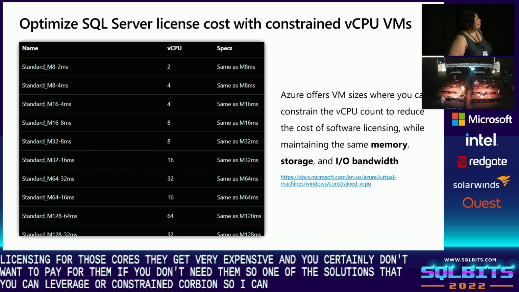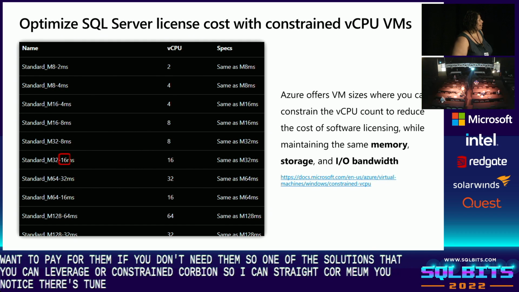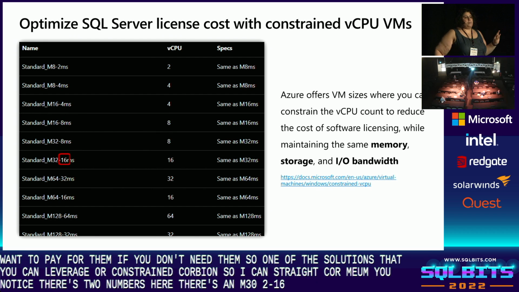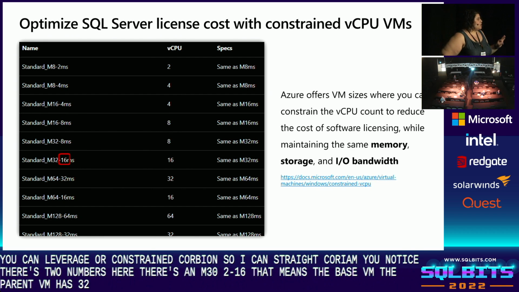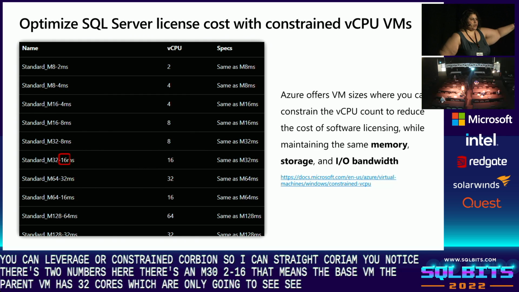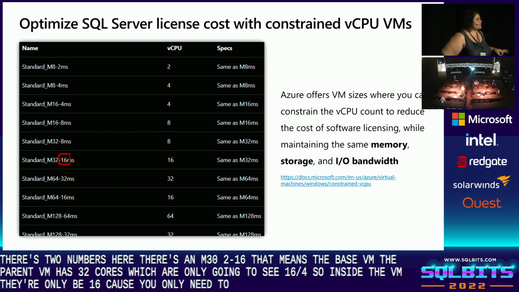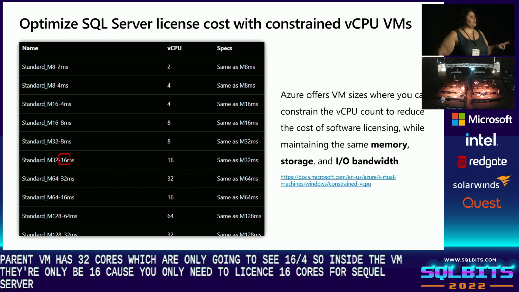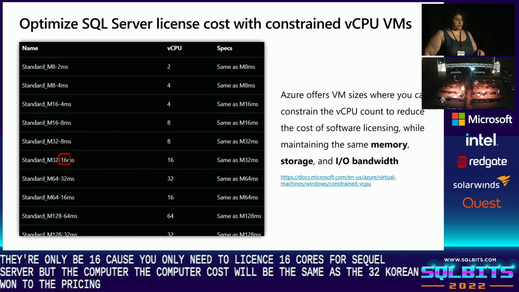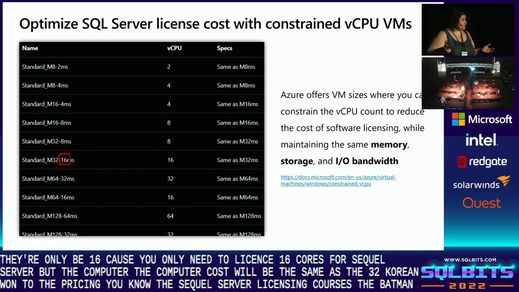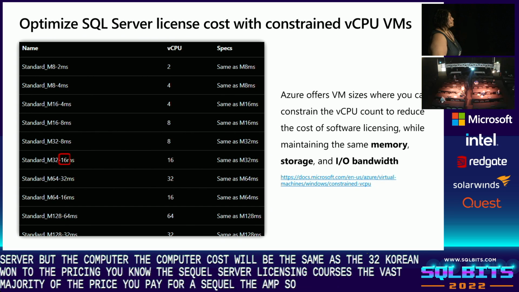So a constrained core VM, you notice there's two numbers here. There's an M32-16. That means the base VM, the parent VM, has 32 cores, but you're only going to see 16 cores. So inside the VM, there will only be 16 cores. You only need to license 16 cores for SQL Server. But the compute cost will be the same as the 32-core VM. But if you've ever looked at the pricing, you know the SQL Server licensing cost is the vast majority of the price you pay for a SQL VM. So usually it works out in your favor.